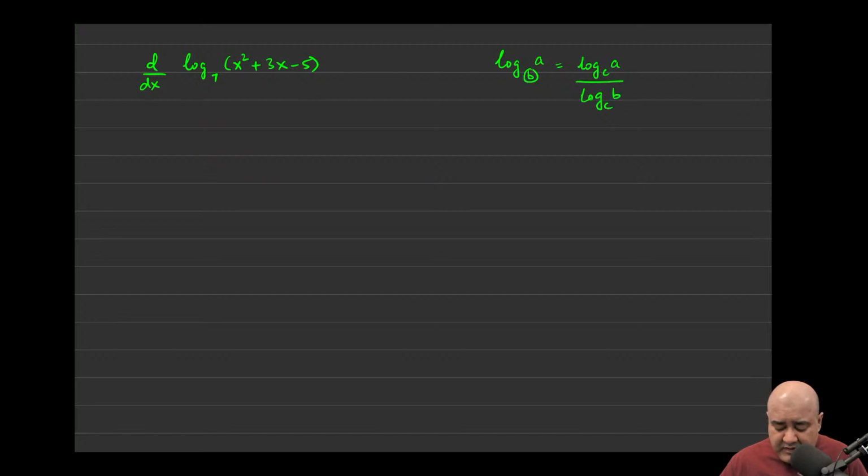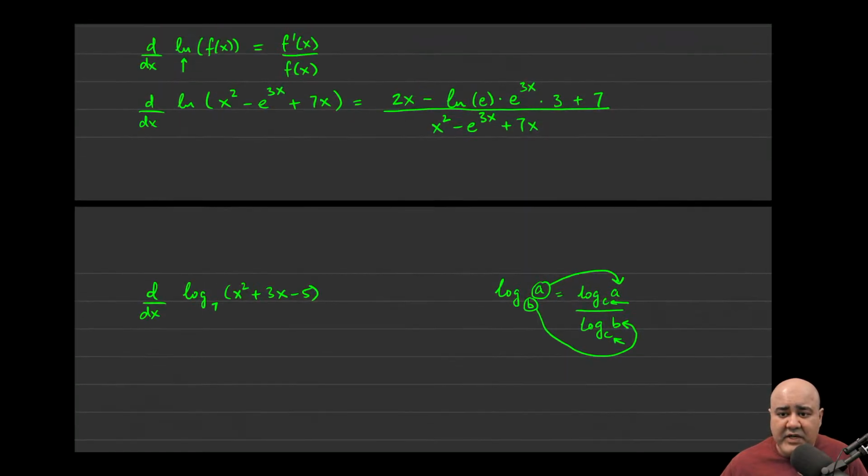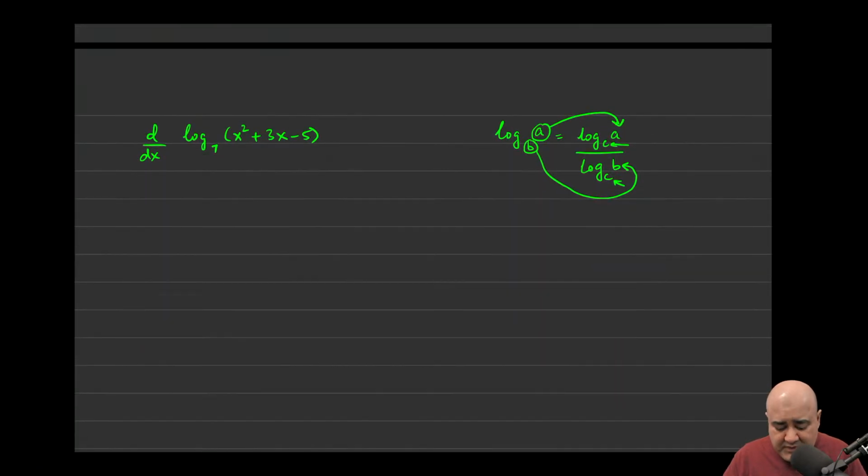So the base here becomes the new argument in the denominator. The argument here remains as the argument for the numerator, but you're allowed to choose a new base of c. Now in this case, think about it. If the only rule we have is for base e, would it not make sense to just change our base to base e, and then we can use the ln of f of x rule that we have? Hopefully that makes sense, so let's do that.